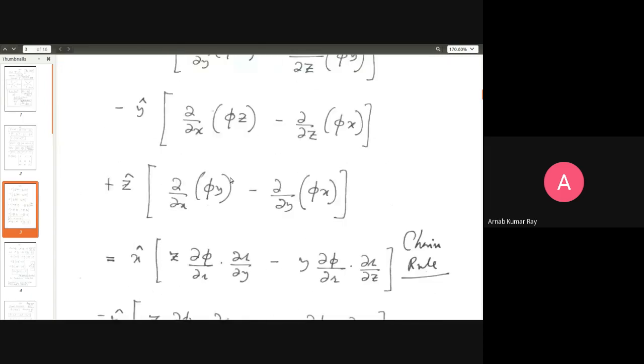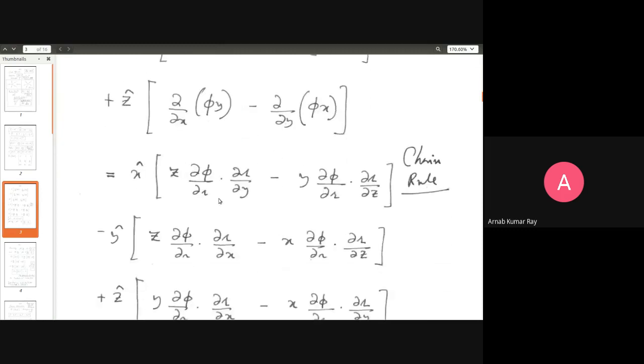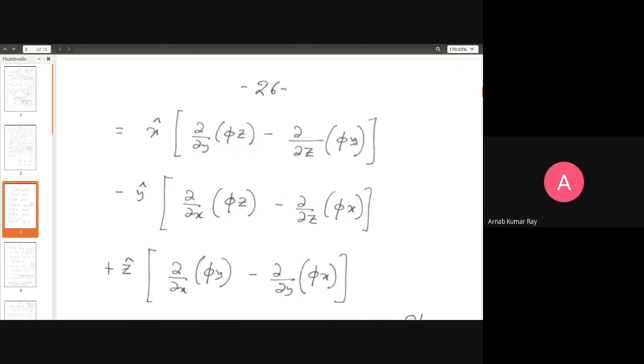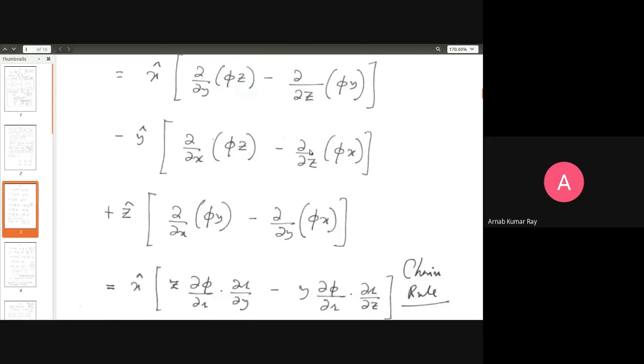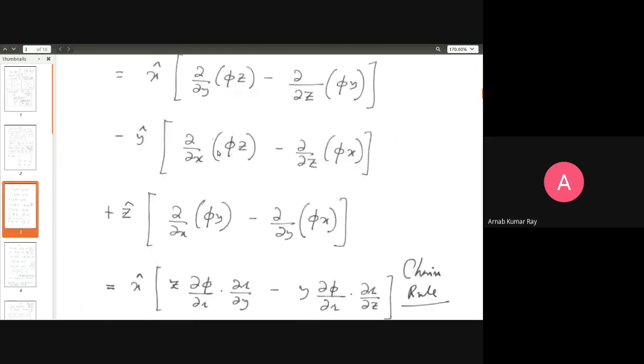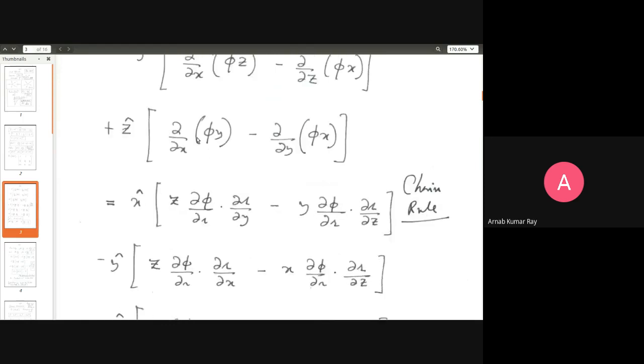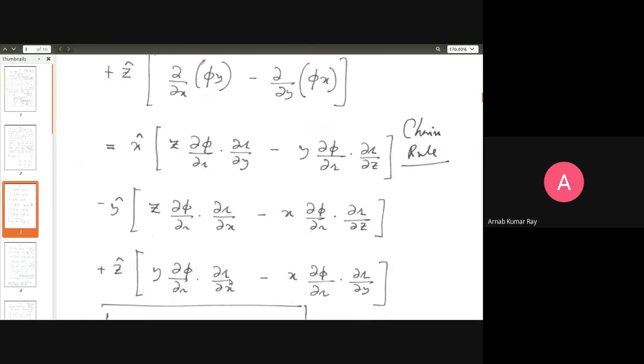So z, then you will have, I'm taking this z del phi del y, I'm writing as z del phi del r and del r del y. Then this y del phi del z will be y del phi del r into del r del z. Similarly, here you will have z del phi del r into del r del x, and here you will have x del phi del r into del r del z, and here you will have y del phi del r del x, and likewise the last term shall be x del phi del r del y.